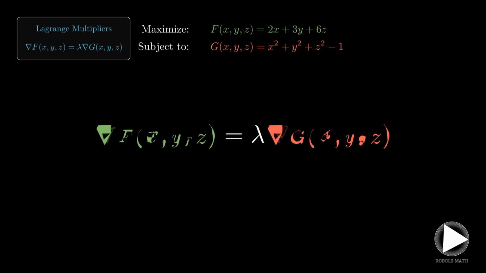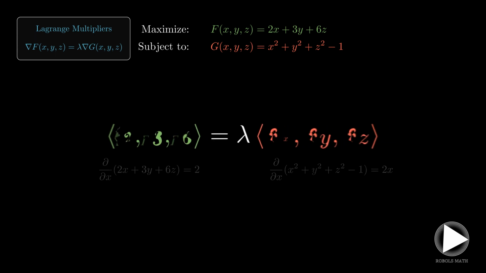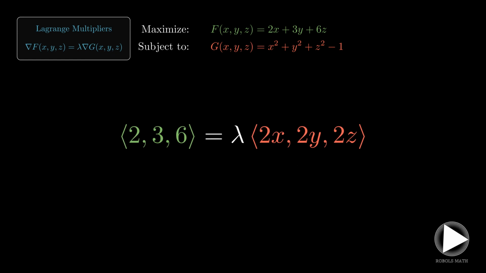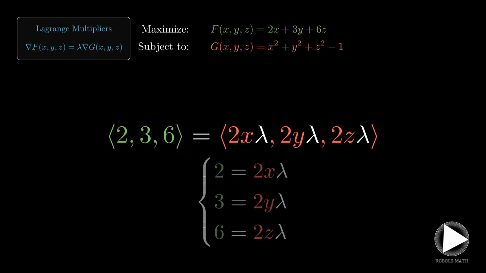The gradients consist of the partial derivatives of the function, denoted here as f sub x, for the partial derivative of f with respect to x. Note that the partial derivative of f with respect to x is 2, while the partial derivative of g with respect to x is 2x. We do this for y and z as well to get the complete gradients. We can distribute the scalar factor in the right side to make this a vector-to-vector equality. The vectors look daunting, but this just means that each element should be equal. Hence, we can generate this system of equations.